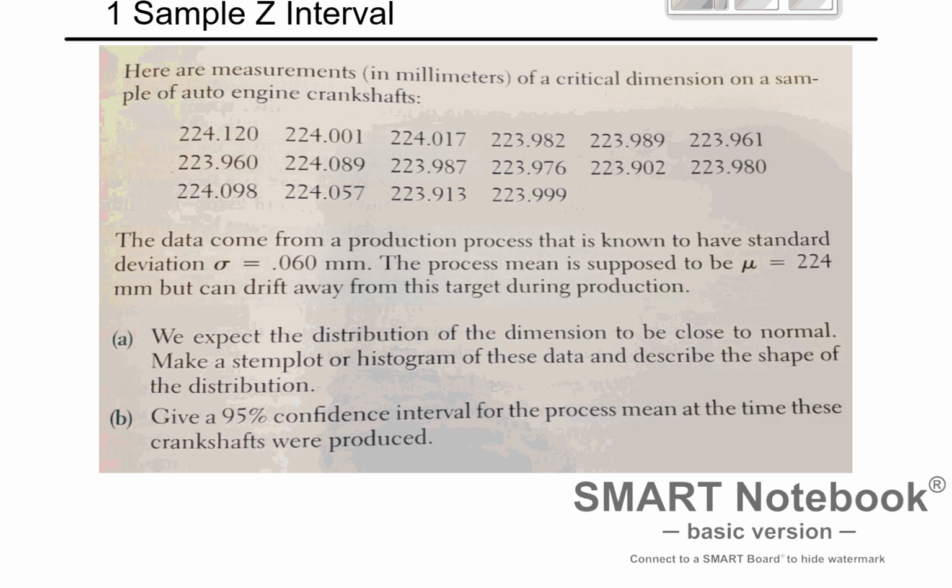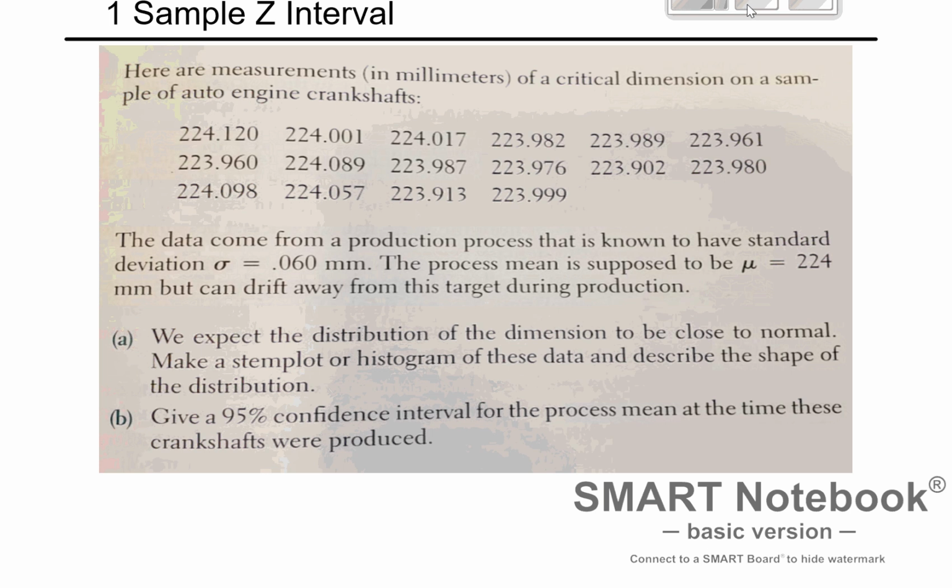Hi, so now we're going to practice finding our first one sample Z interval. So we take a look at this problem. What you have is the measurements of a bunch of crankshaft diameters. Crankshaft's a particular part of an engine. It says the data come from a production process known to have a standard deviation of sigma equals 0.060 millimeters.